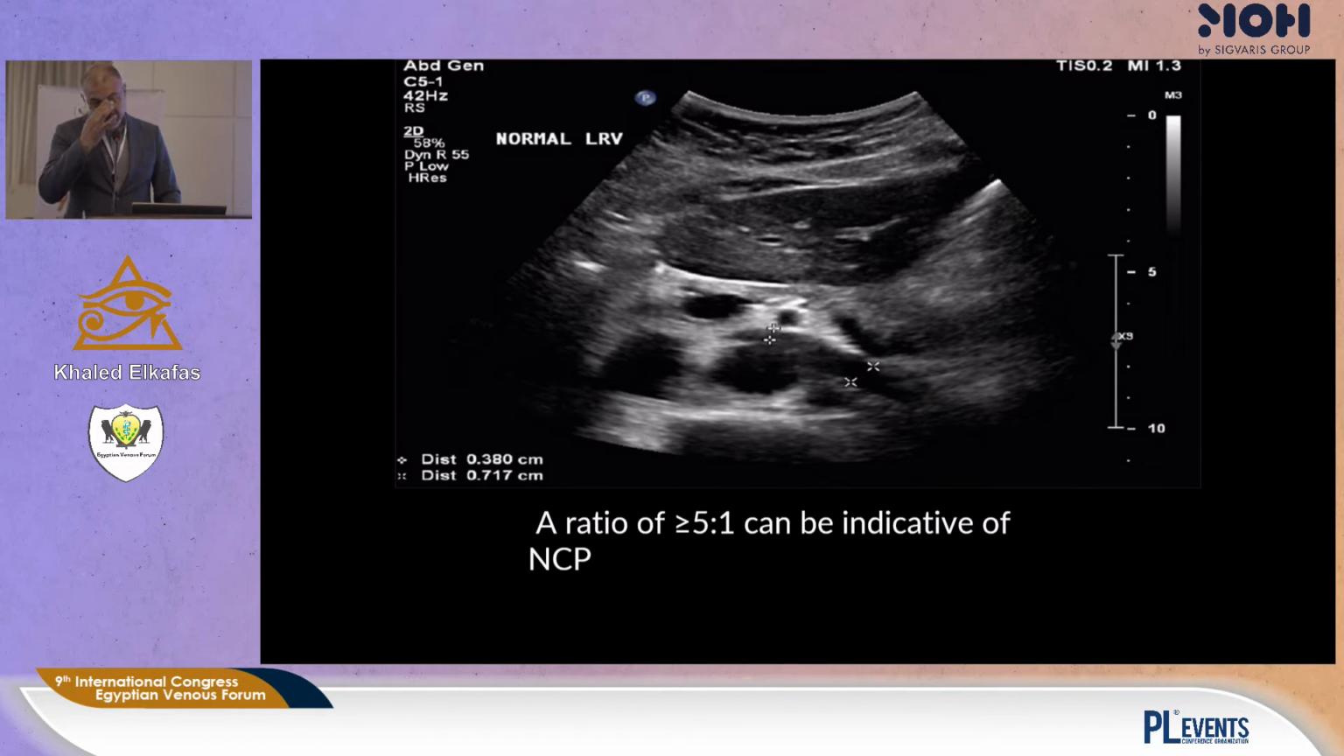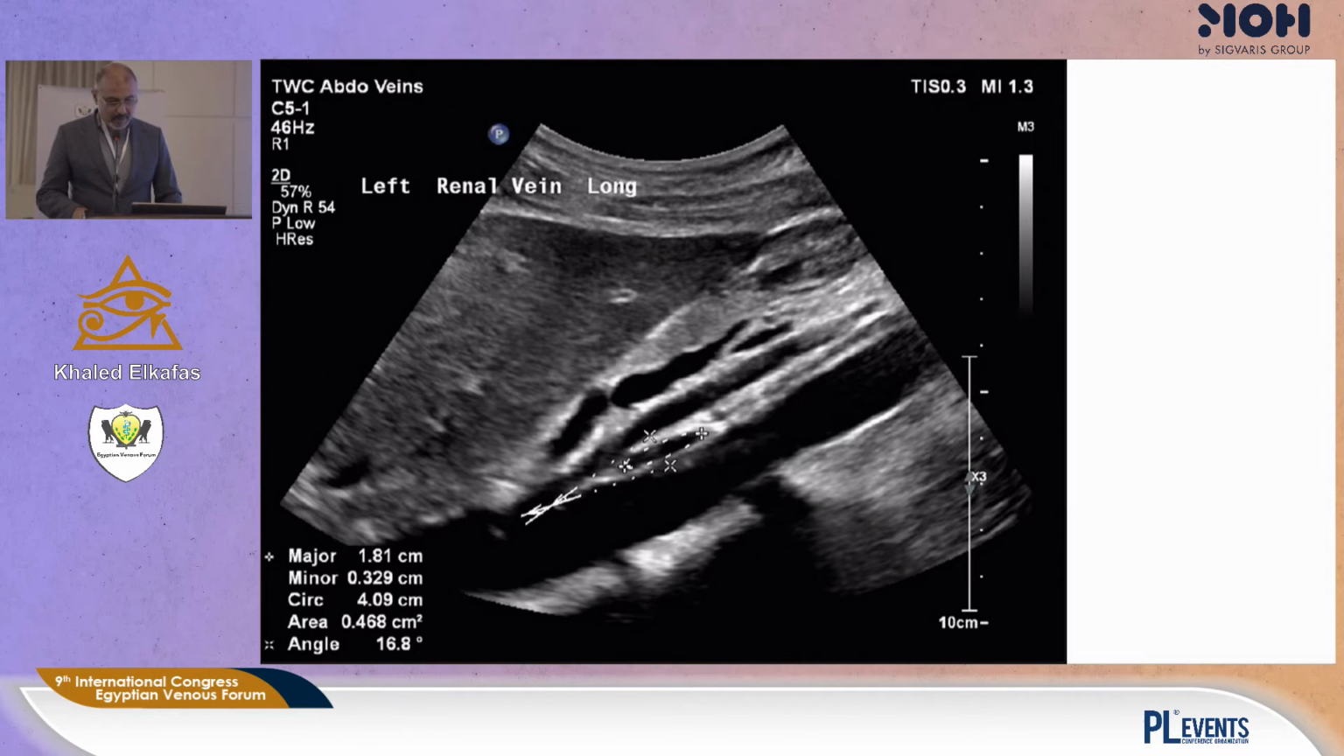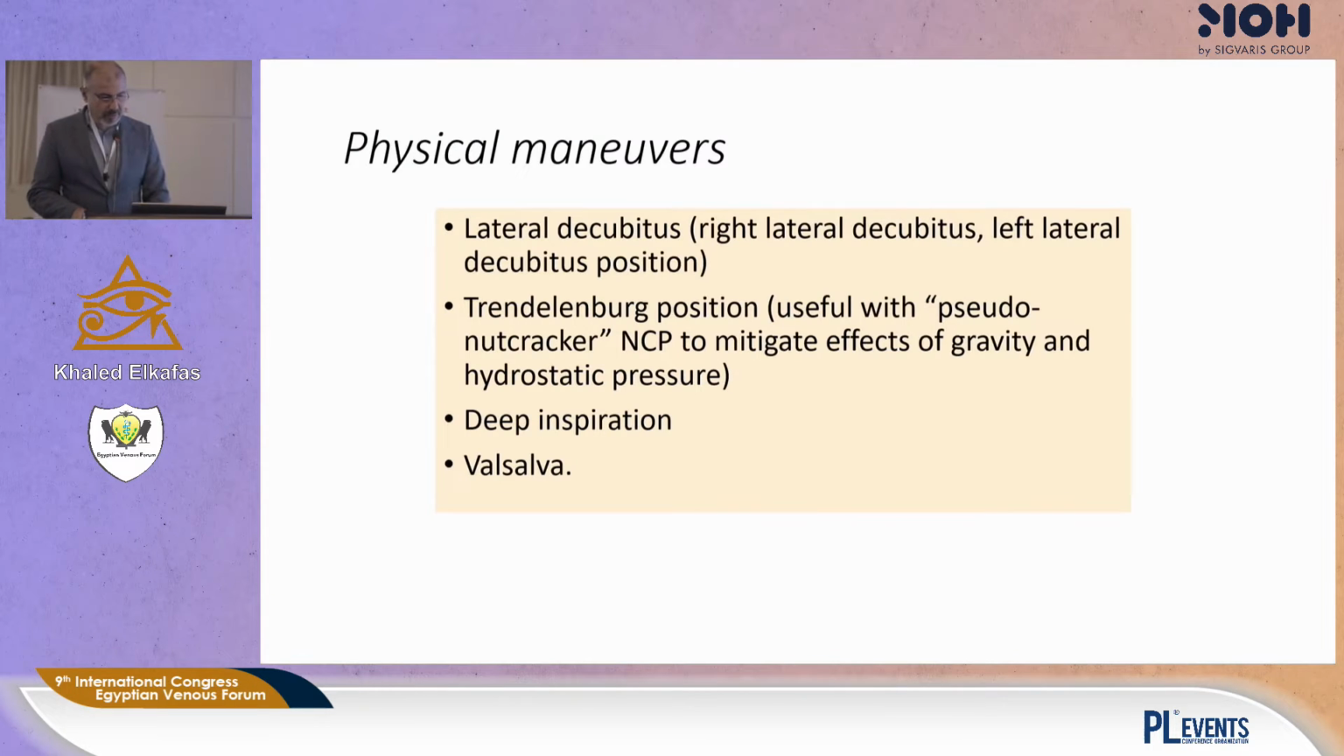So it's very important to examine the patient lightly with no pressure to reach the diagnosis of nutcracker syndrome. The difference between the diameter of the vein near the kidney and the mesoaortic area must be 5:1. Here's a sagittal view of the crossing of the renal vein in the mesoaortic space. We can see here the angle between the superior mesenteric artery and the aorta must be more than 30. If less than that, we can suggest the presence of left renal vein compression.